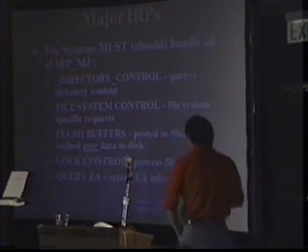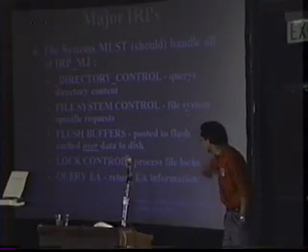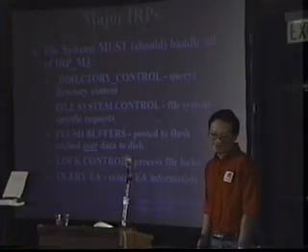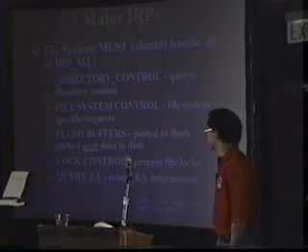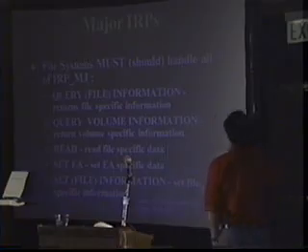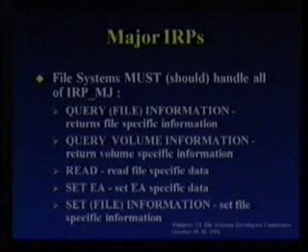The query EA major function is also just to return the EA information, the EA string about the file. That's really a holdout from OS2, I think, from the OS2 age. And we have some more functions here. I just want to give you a flavor of what each one does.